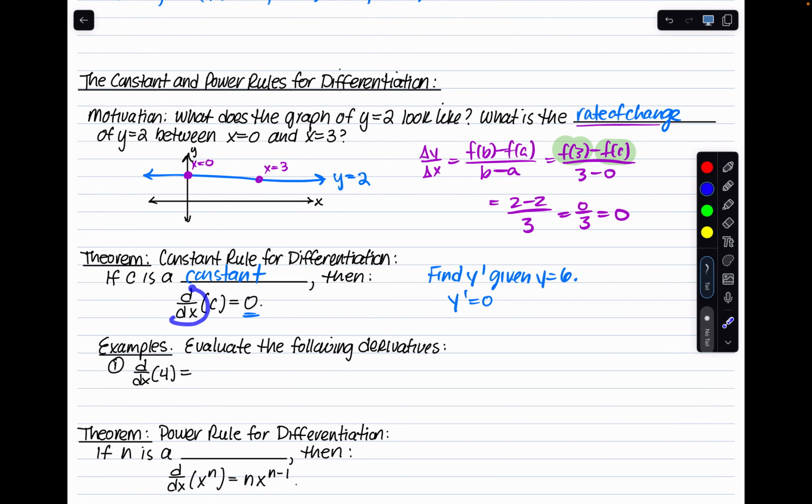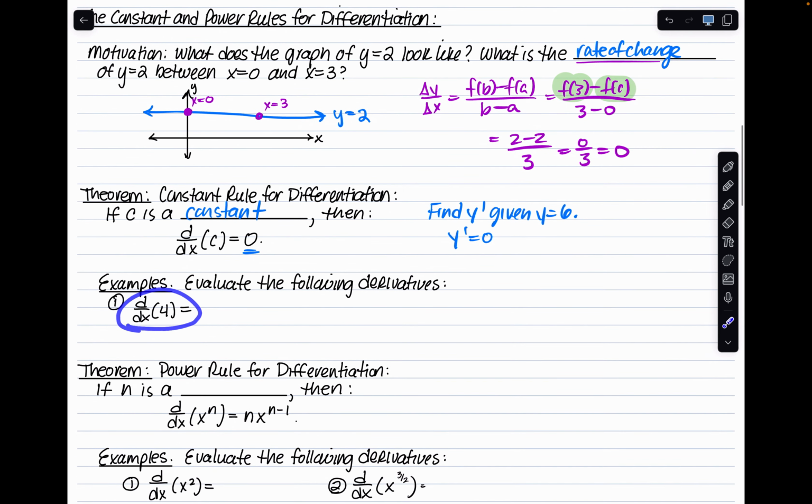Note the notation here. I have d dx of c written, where I have stated that c is any constant. So another example, the derivative with respect to x of 4 is 0.